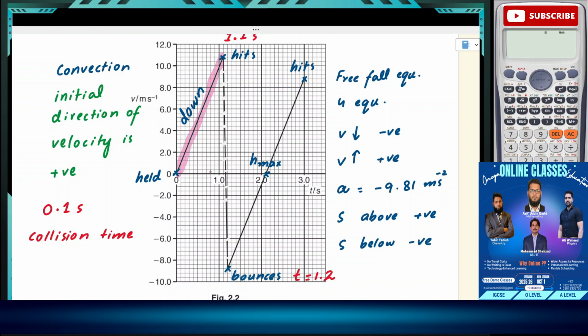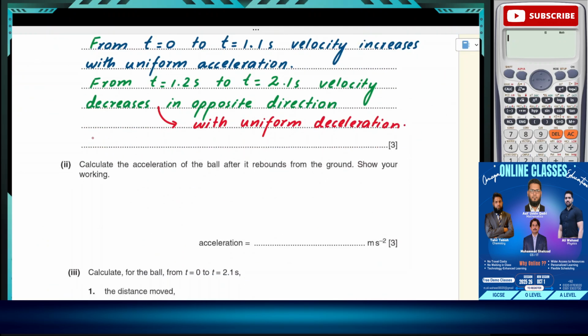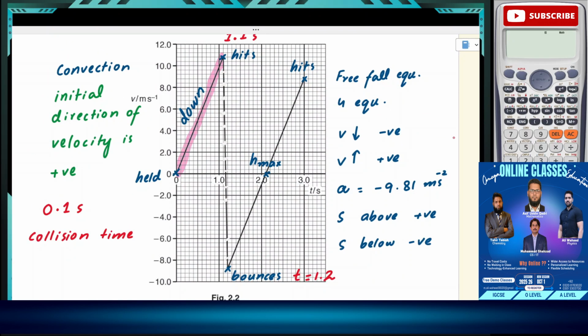So these two are parallel lines, so the magnitude of acceleration and deceleration is same because their gradients are same. Let's move on to the next part.